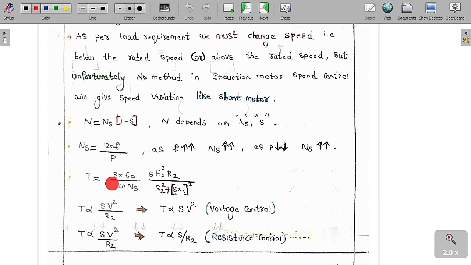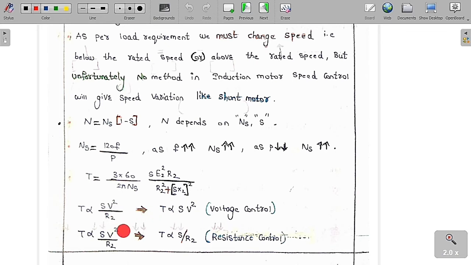Therefore, torque is equal to (180 by 2π NS) into S into E2 square R2 by (R2 square plus (S X2) whole square). This is the general equation of the torque in a three-phase induction motor. I have already told you here, torque is directly proportional to S V square by R2 for low slip. This is called the low slip region, which is simply the stable region. In the stable region, S is a very small value, so S X2 is neglected, and therefore R2 cancels. We are going to get S into V square by R2, because E2 is proportional to E1 and E1 is proportional to V, so we get torque proportional to S V square by R2.